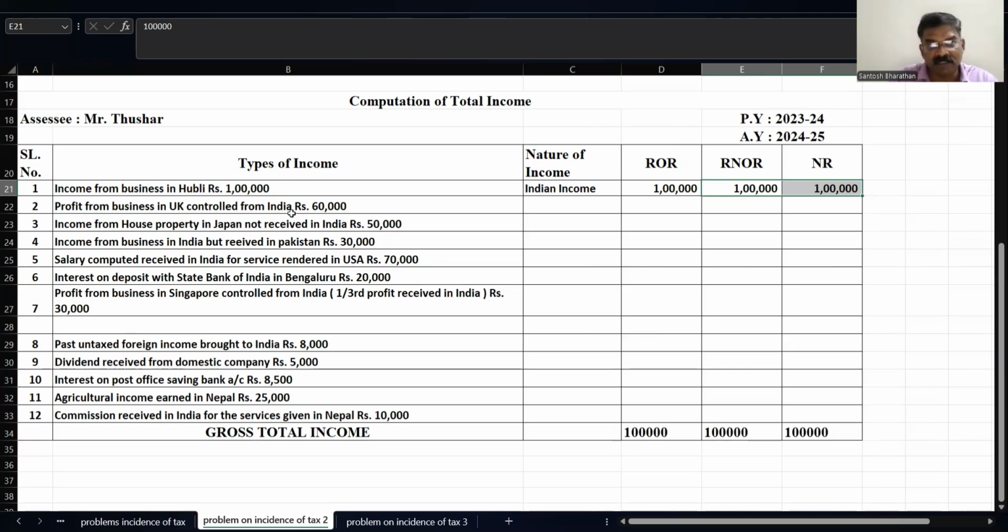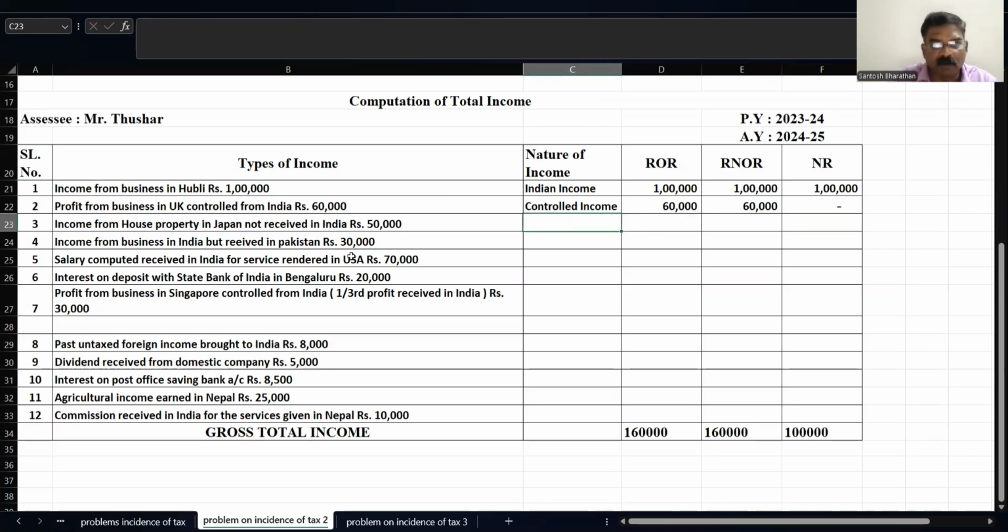Next, profit from a business in UK controlled from India, rupees 60,000. See, how do we treat this one? We call it a controlled income. Why controlled income, children? Because the profit is earned in UK, United Kingdom. The business also is there in UK. From the business, we have earned profit, but the head office, the instruction is from India. So it is taxable in two cases, that we call a controlled income. That is, resident and ordinary resident, and resident but not ordinary resident. And in non-resident, it is not taxable. So I'll mention it as 0.